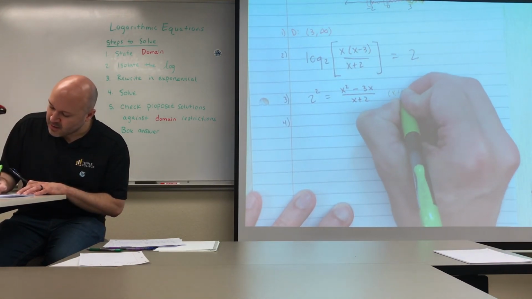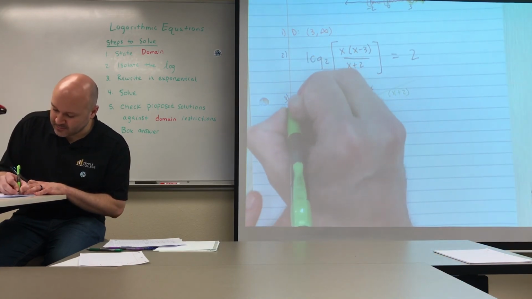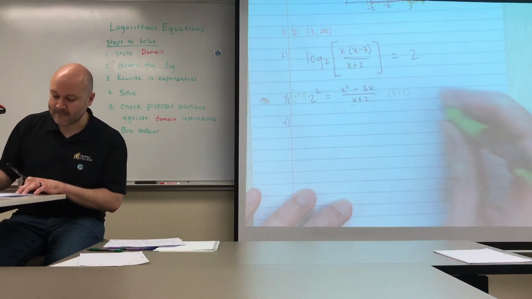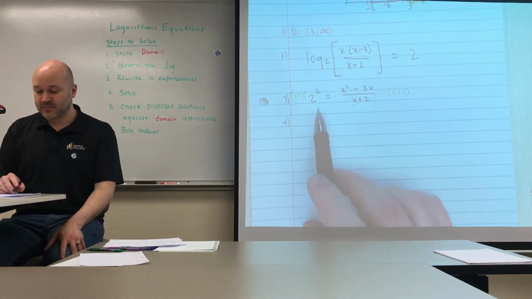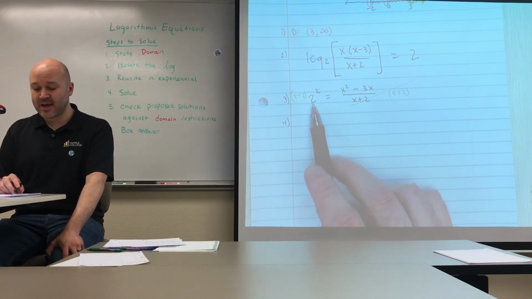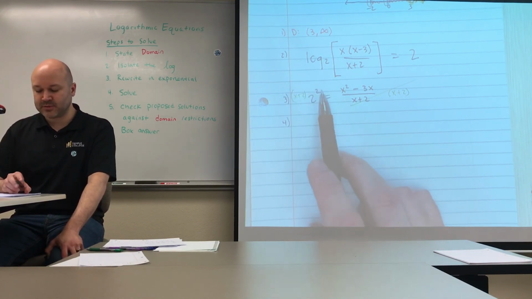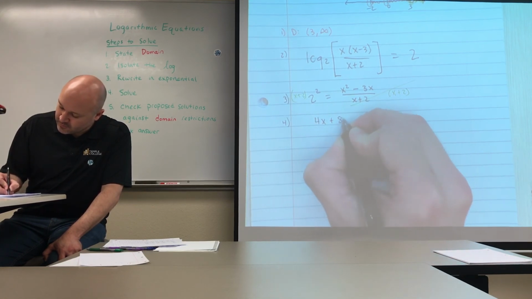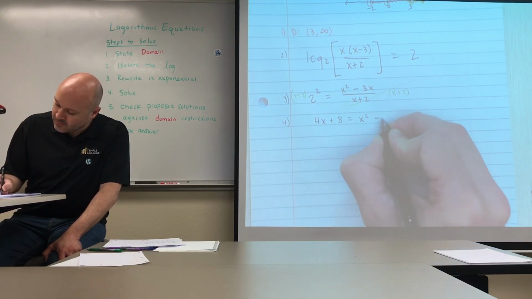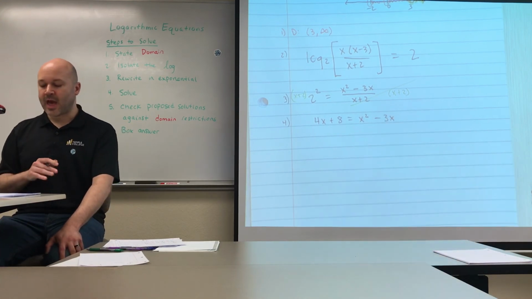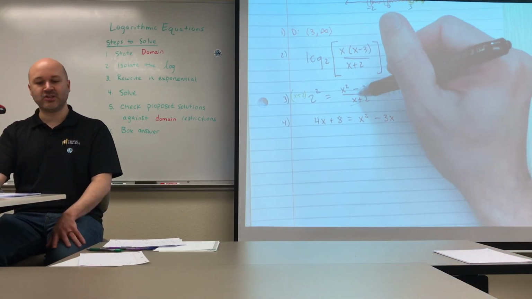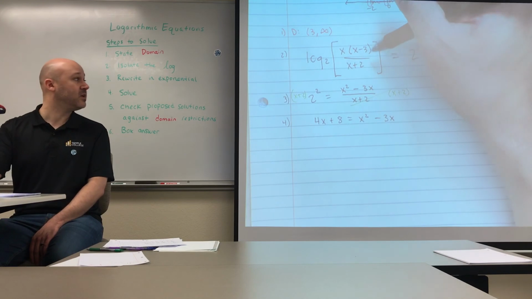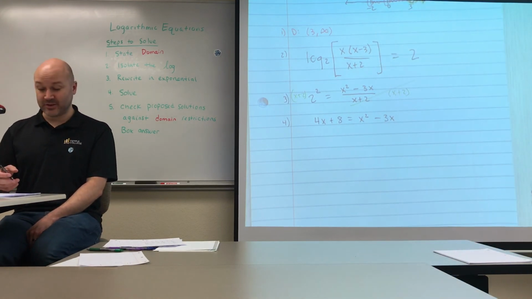That will reduce it on the right, and just move it over to the left. I'm also going to call 2 squared 4 and distribute. So I have 4x plus 8 on the left-hand side. I no longer have a rational equation. I no longer have a logarithmic equation. I now have a quadratic equation.